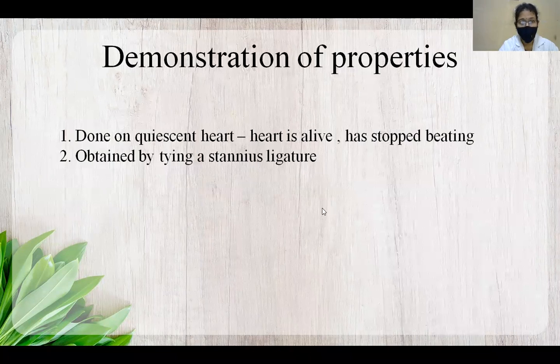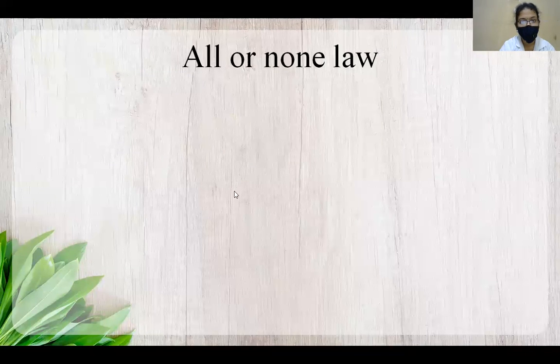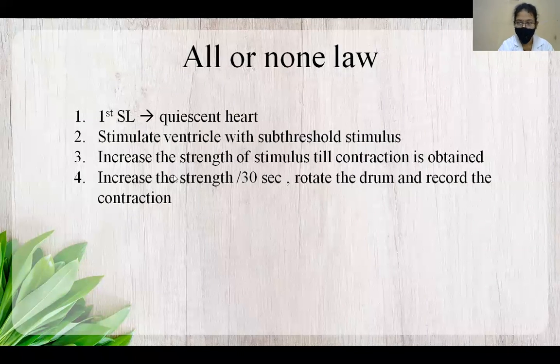So how do we demonstrate it? For demonstration of the all-or-none law, we have to make the heart silent, that is quiescent. It means the heart is alive, but it has stopped beating. And how do we achieve this? We do it by tying a Stannius ligature. We tie the first Stannius ligature, that is at the junction of sinus venosus and the atria. Once we tie it, the heart becomes silent.